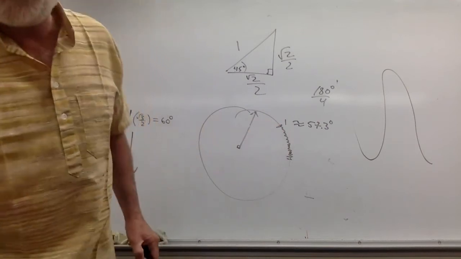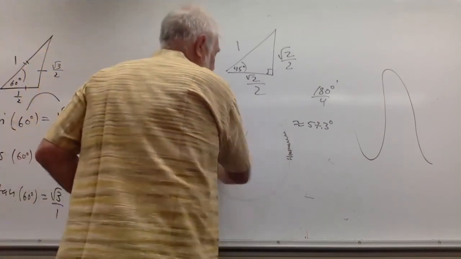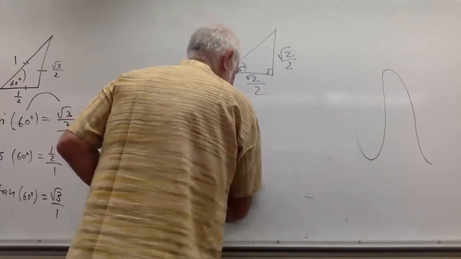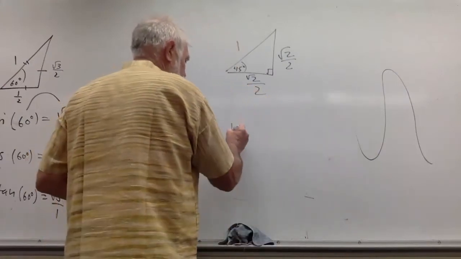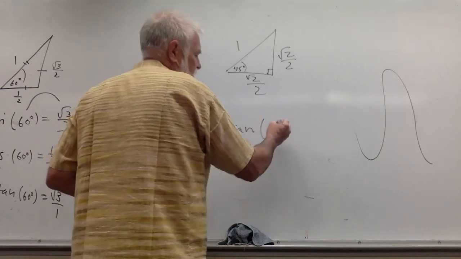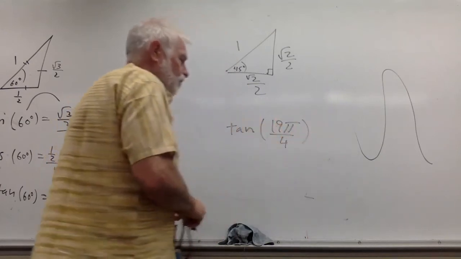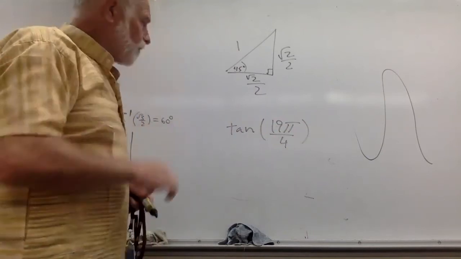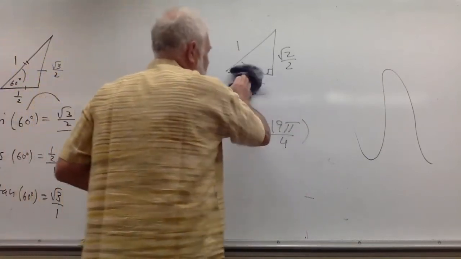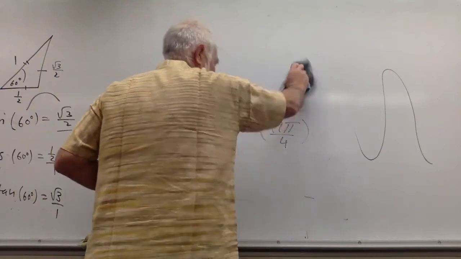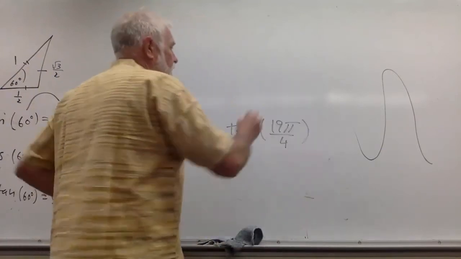Okay, last problem we'll do with 45 degrees. Let me see if I can figure out what the tangent of 19 pi over 4 is. 19 pi over 4. Oh yeah, I don't have to pause. I keep thinking physical classroom here. Hit the space bar. All right, 19 pi over 4.